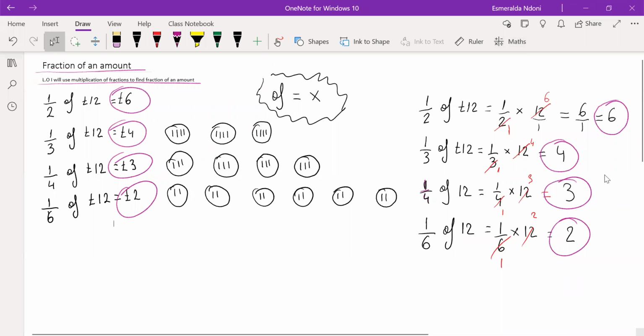Hopefully, you came up with the answer of 3 for a quarter of 12, same as in our baskets when we shared 12 between 4 people. And also, hopefully, you got the answer of 2 for a sixth of 12, same as when we shared 12 pounds between 6 people. So it's as easy as that. All we're going to remember is that of in maths means multiply. Then we're going to use our knowledge of multiplication of fractions to do the questions.